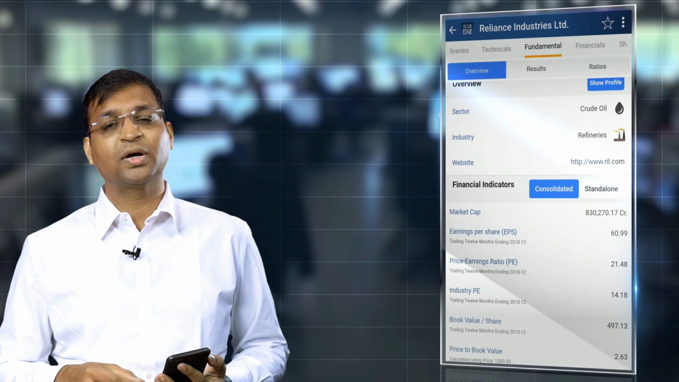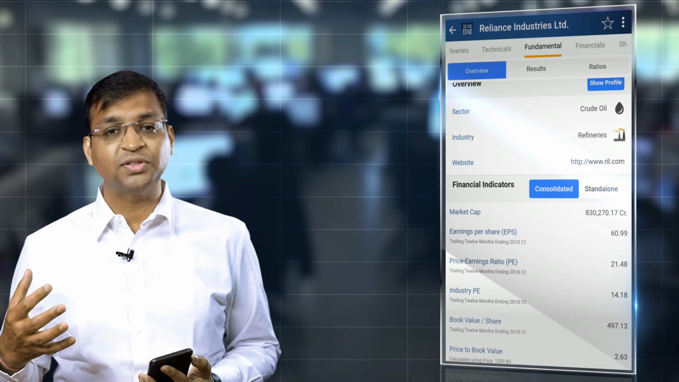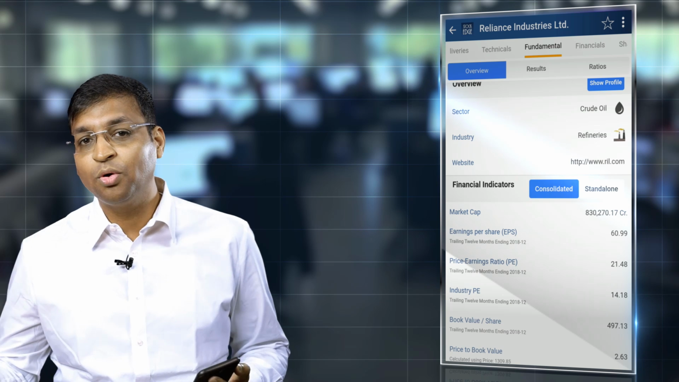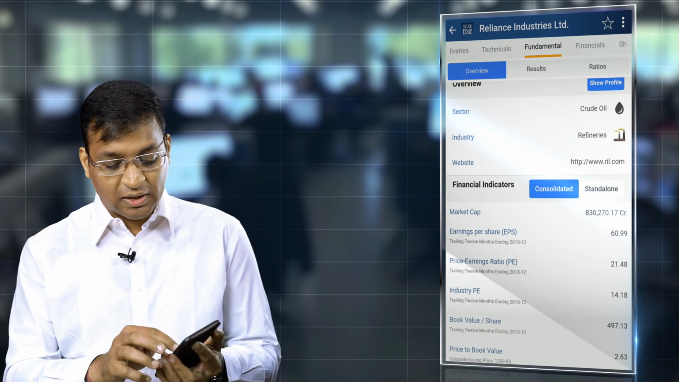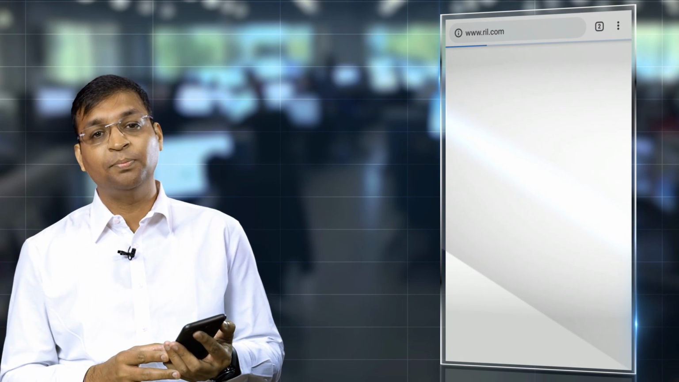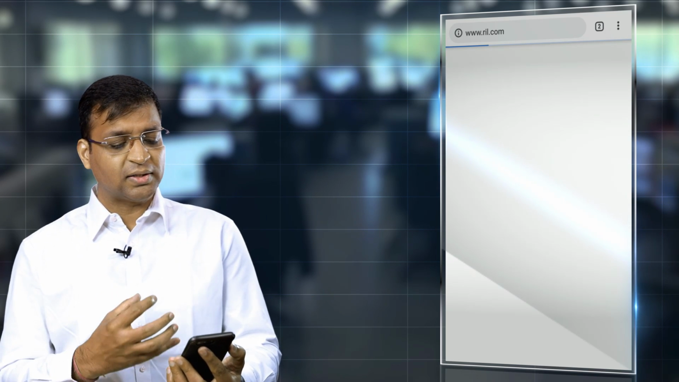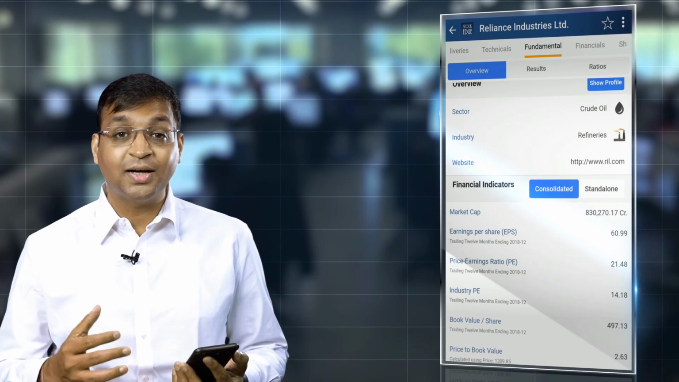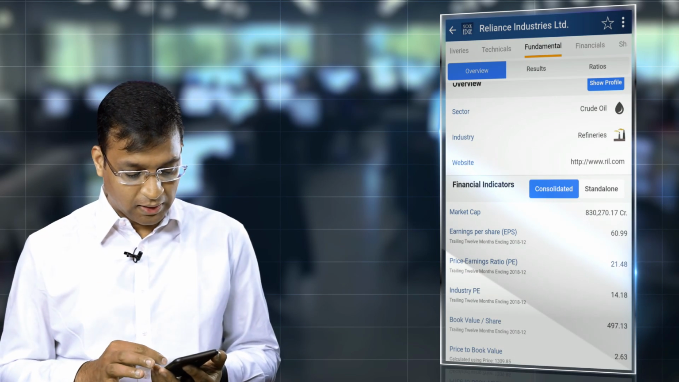Quickly, if you want to go to the company website and do detailed research there, you don't have to really go to any desktop for that. You just click here and you can directly go to the company website, which will help you to get an understanding about the company in larger depth if you at all intend to do that.